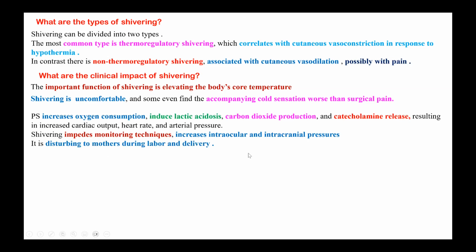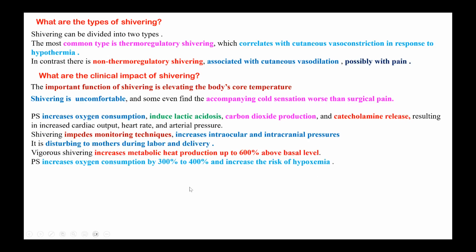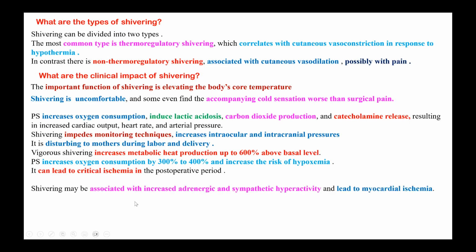So if a mother has shivering during labor, it is quite discomforting to her. And it increases the heat production up to 600% to bring back the core temperature, and increases the oxygen consumption by 300 to 400%. And so demand increases, but the supply will not be there. That will lead on to hypoxemia, and it can lead to critical ischemia in the postoperative period.